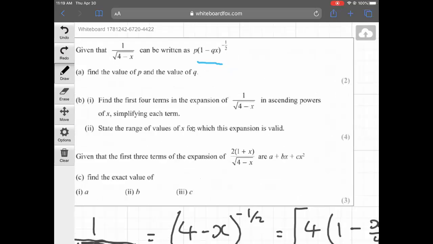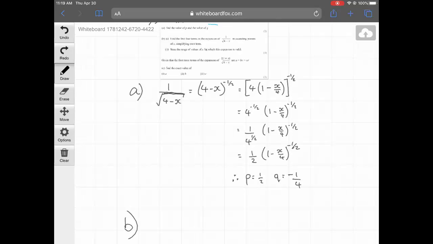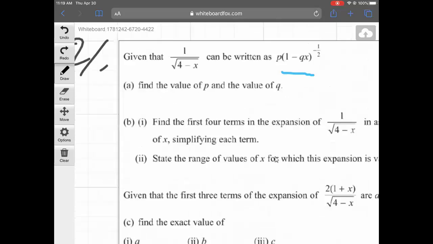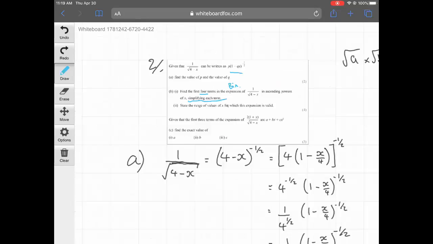So now we're asked, and I told you this was kind of where the question was going to be going. Find the first 4 terms in the expansion of that in ascending powers of x, simplifying each term. So we need to make sure we're finding the first 4 terms in the expansion. So this is binomial expansion. And simplifying each term. Right, okay.